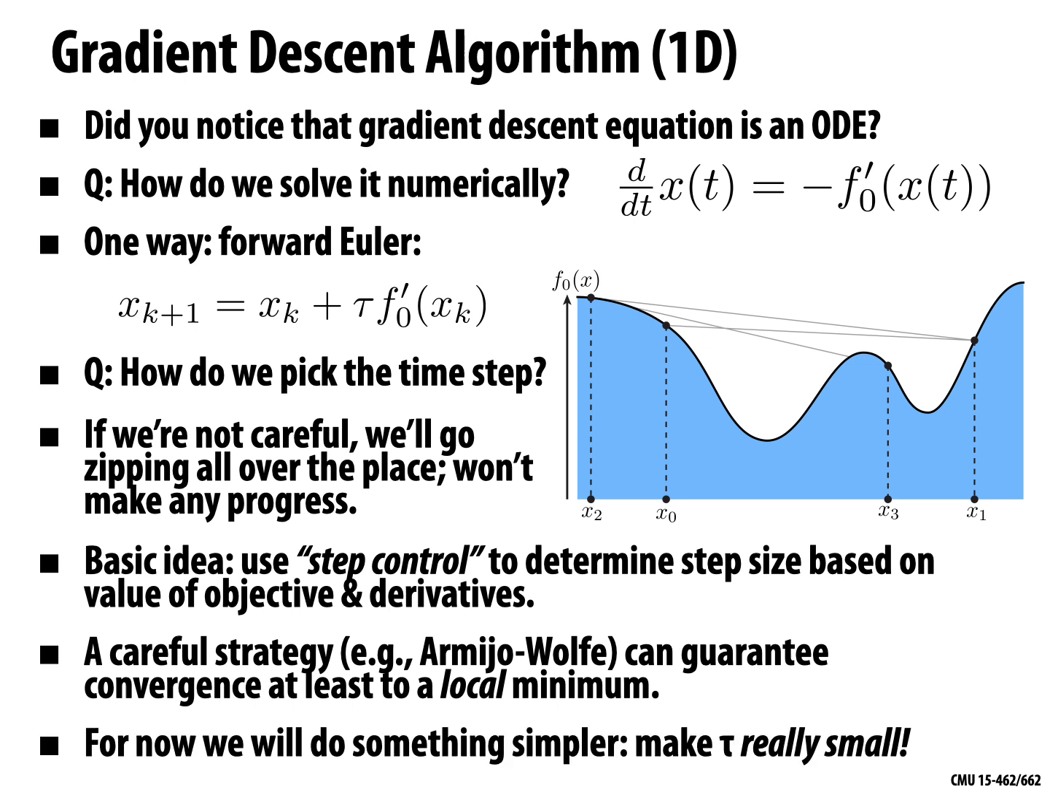For now, we're going to keep things simple. Rather than trying to come up with some fancy line search strategy, we're just going to make tau really small. We are just going to take lots of small steps. Okay?